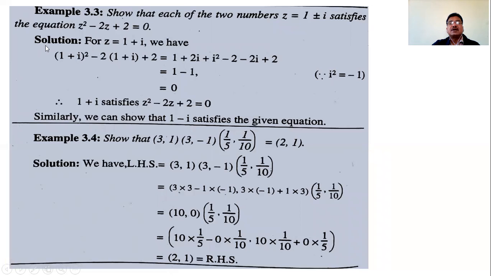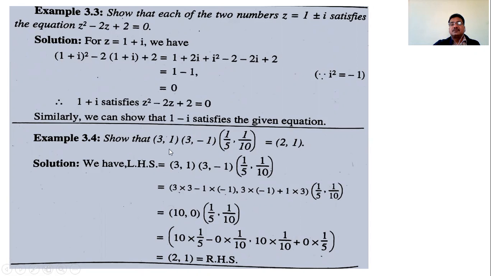And then for (1 plus i) square, directly use the formula x square plus 2xy plus y square, or we can find (1 plus i) square as 1 plus i into 1 plus i. We have this answer 0, and therefore 1 plus i satisfies this equation. Also we can show that 1 minus i also satisfies this equation. Then show that this is equal to 2.